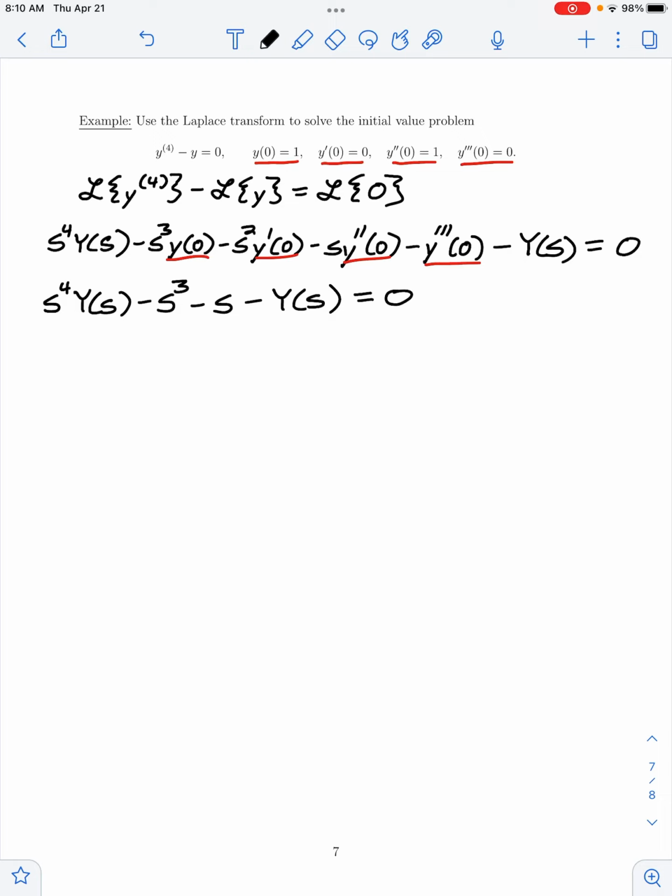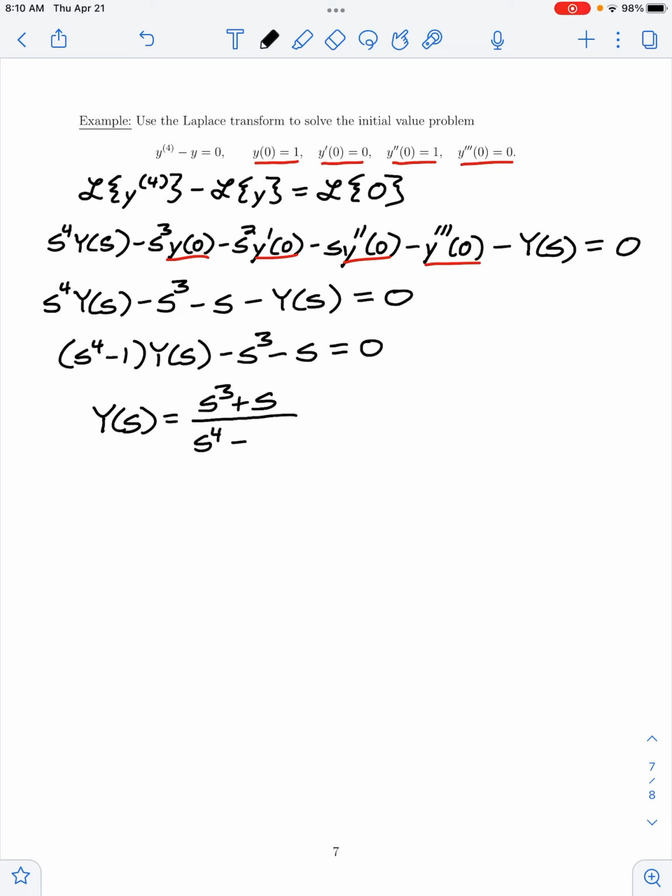So from here, I want to try to solve for capital Y of s, the Laplace transform of my solution. So let me start by grouping the capital Y terms on the left-hand side. We would have (s^4 - 1) times capital Y minus (s^3 + s) is equal to 0. And so solving for Y, we would first add s^3 + s to both sides, and then divide through by the coefficient of capital Y, which was s^4 - 1.